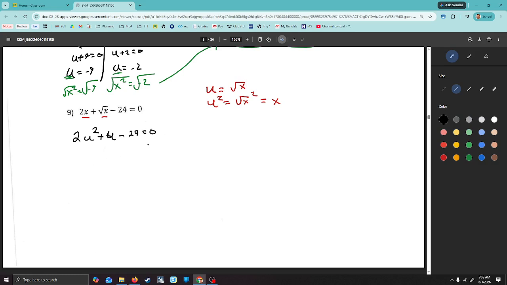We're going to have to factor it. I don't know if you remember how to factor when you have a number in front. You multiply 2 and 24. That's going to be negative 48. You have to figure out things that multiply to negative 48 that add to, in this case, positive 1. Let's see. 8 and 6.